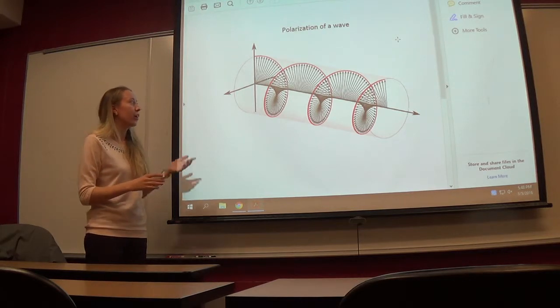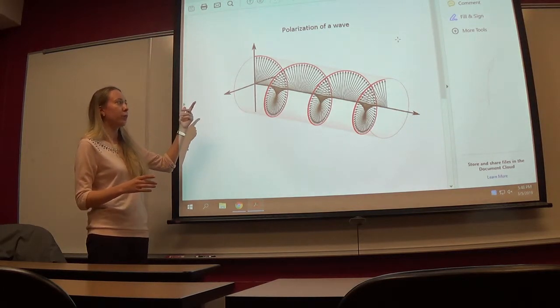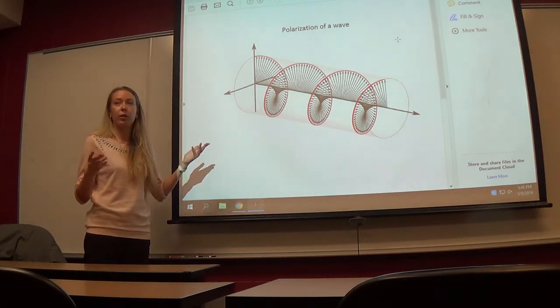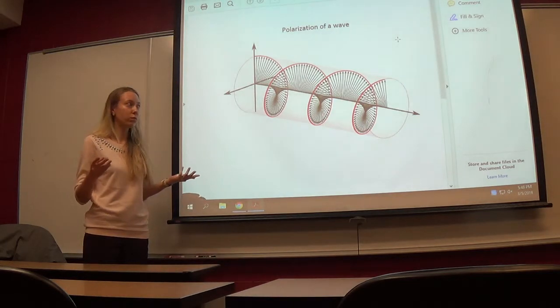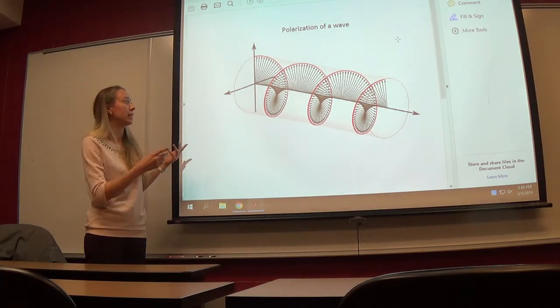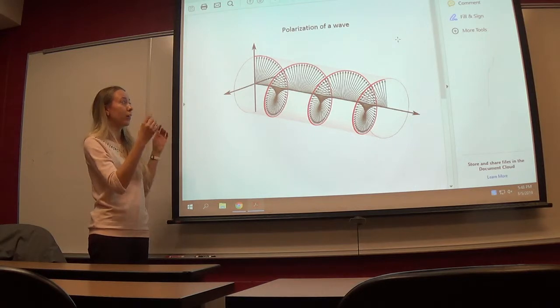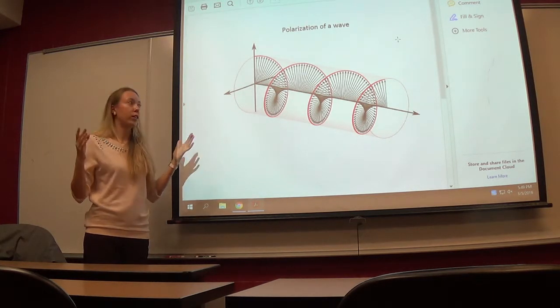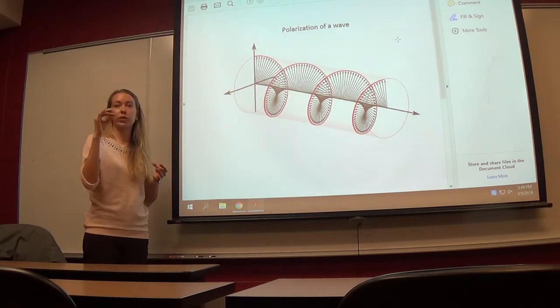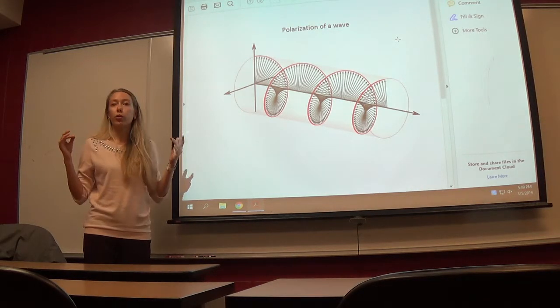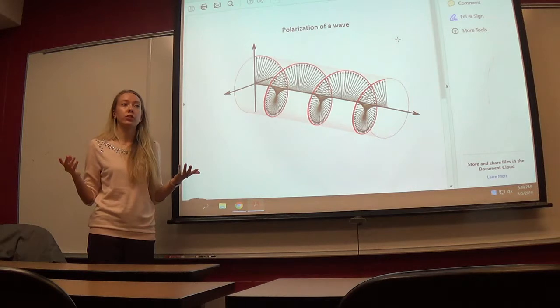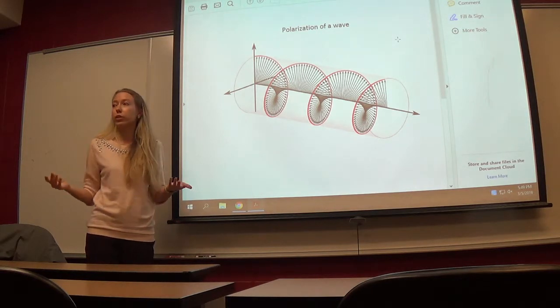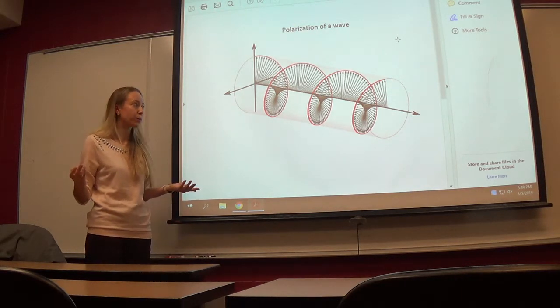In general, the figure traced by the electric field vector is an ellipse, and the polarization is called elliptical. However, in particular cases, it can be circular when the ellipse turns into a circle, or linear when the ellipse shrinks into a segment of a straight line. And both circular and linear polarizations are widely used in engineering applications.